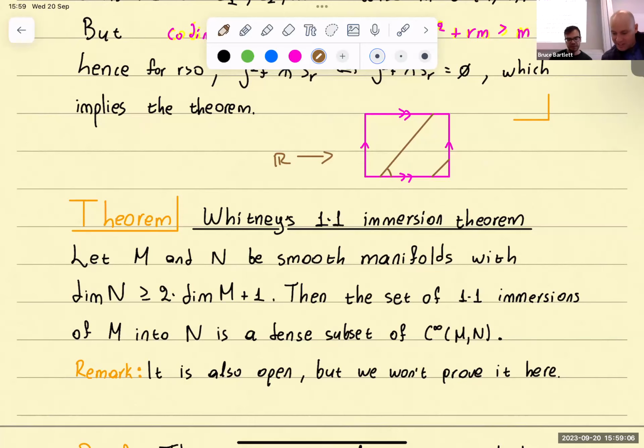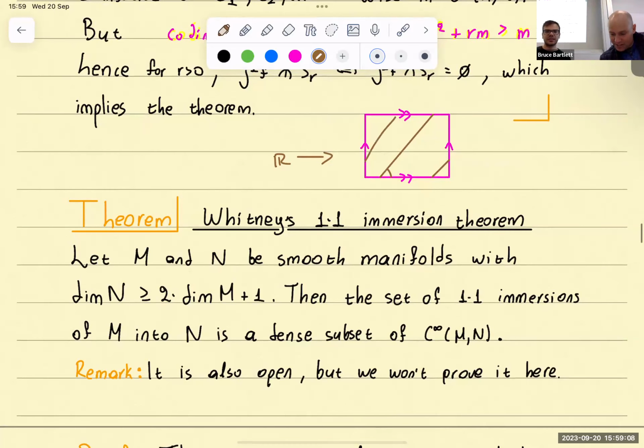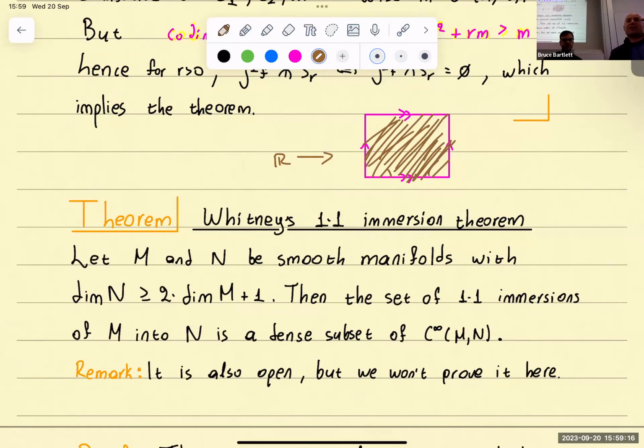So this goes here, and then that's identified with that, and that's identified with that, and so eventually this thing will just fill out the whole torus. It's not periodic. It's never going to come back onto itself, because that angle is irrational. And so that means that its image, that brown line, is not going to be a submanifold of the torus, because it's a dense subset of the torus. So that's a bit of a problem.